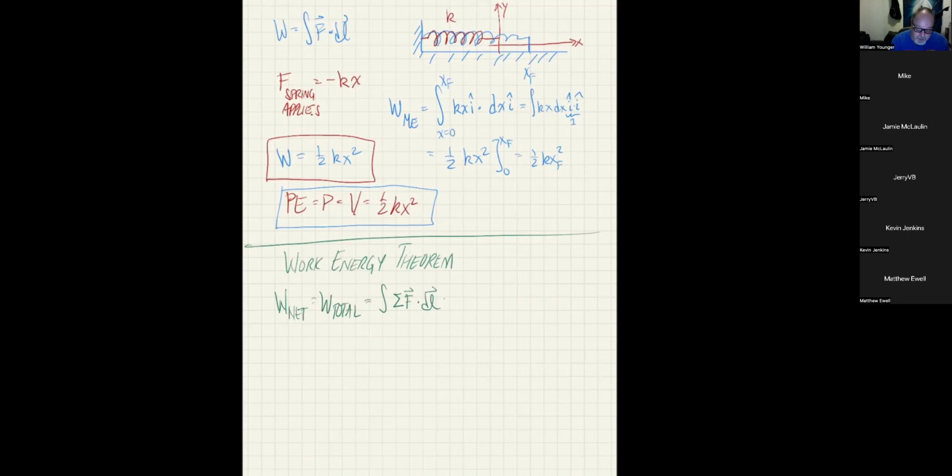Exactly. So what we're going to do now is take that integral and replace that sigma F with m times dv/dt. Why dv/dt? Does anybody recall?